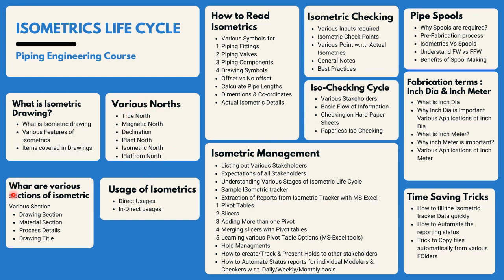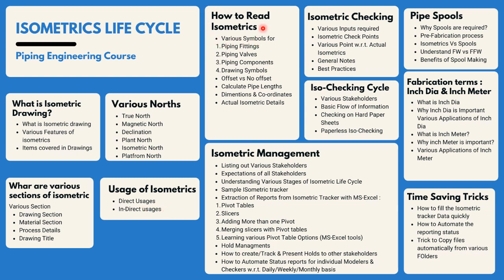Then we'll look into the various sections in an isometric drawing. For example, drawing section, material section, process details, drawing details. All these sections have their own importance. Each and every section has different kinds of details. We'll look into each section and what kind of details are covered in those sections. Then there are a few direct and indirect usages of isometrics. So we'll look into each category, direct usages and indirect usages.